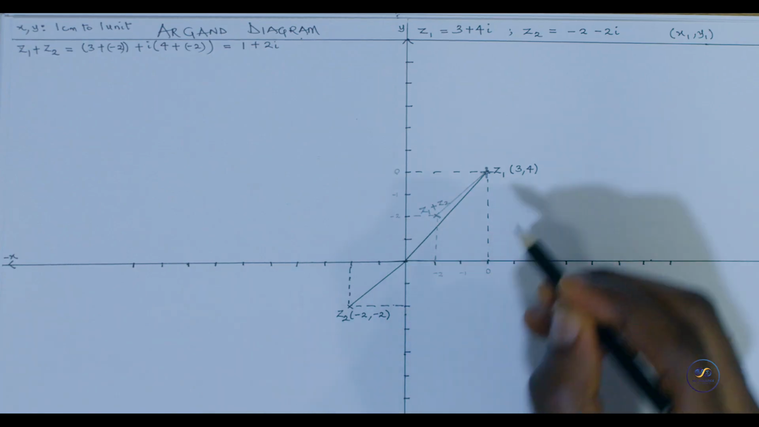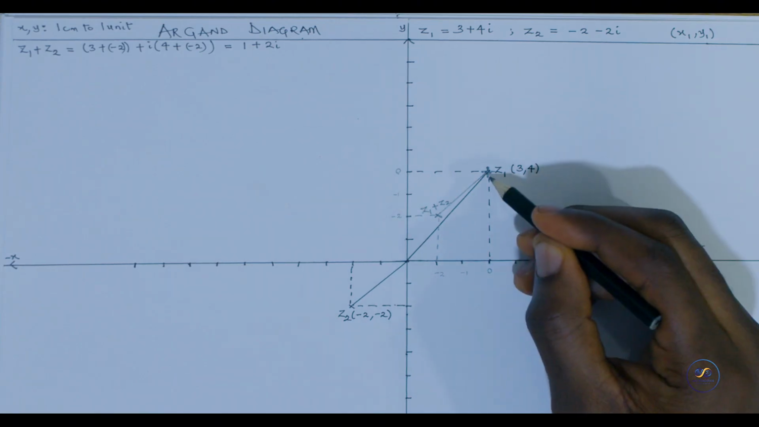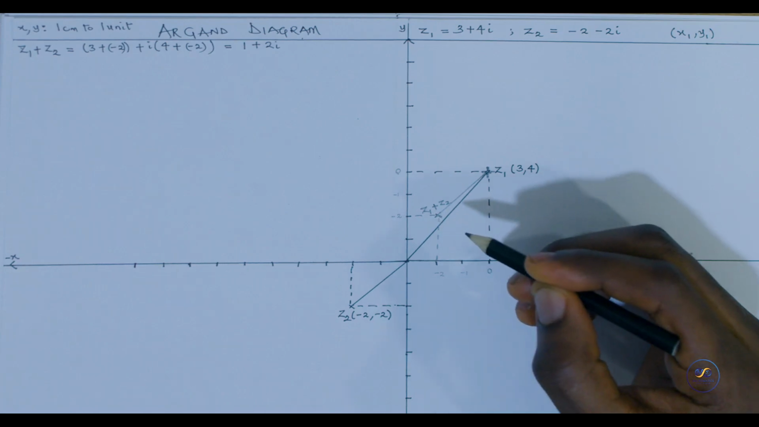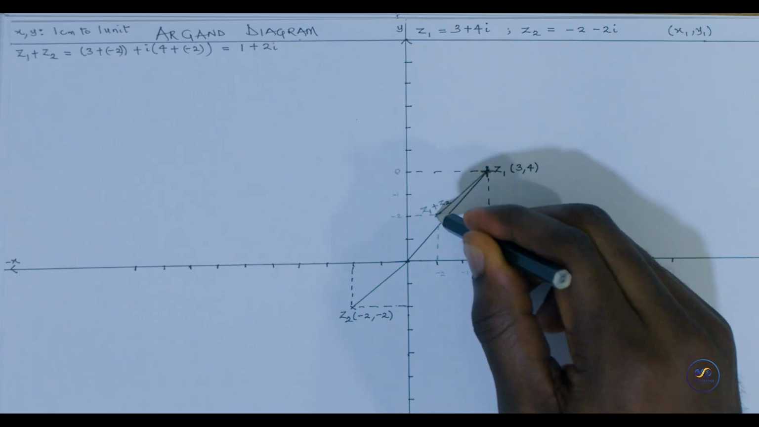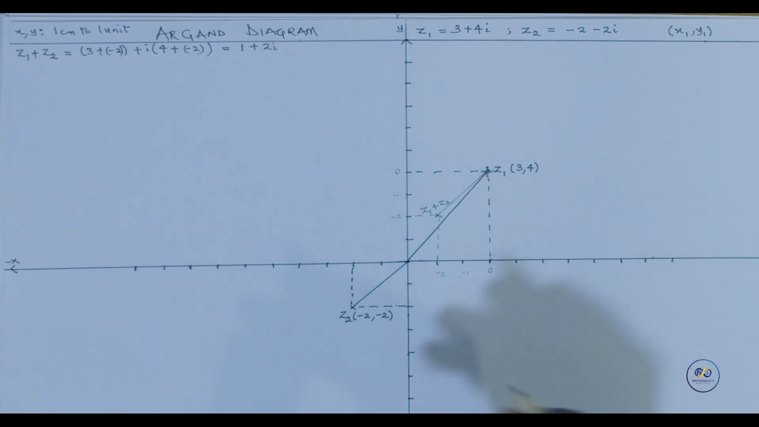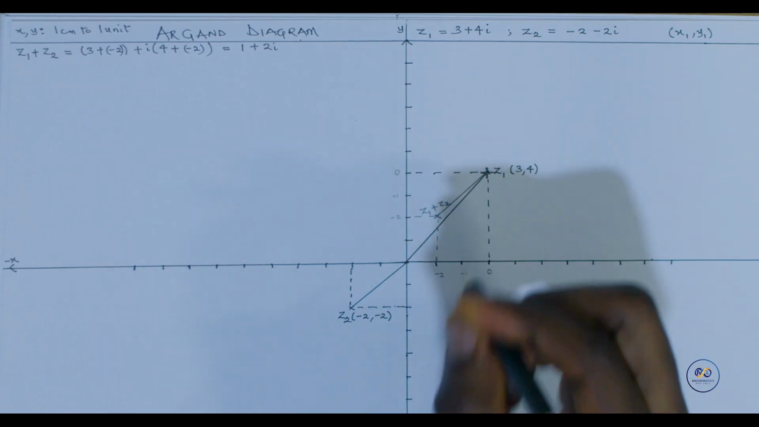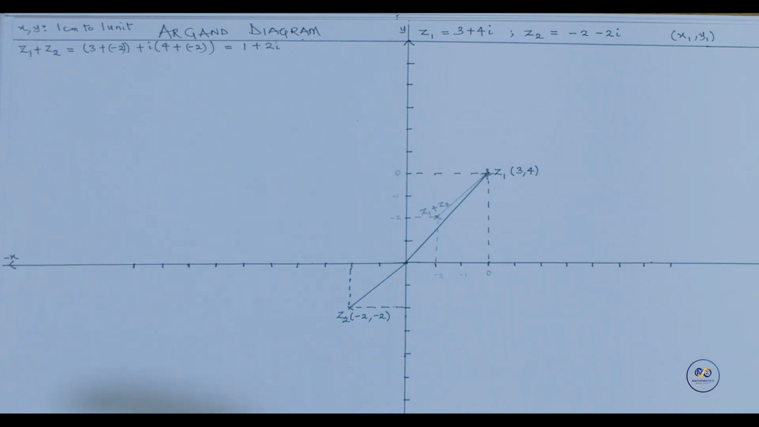Z1 went from the origin to 3, 4, and then Z2 continued from 3, 4 as the new origin to minus 2, minus 2 on the new graph. This connection here, when overlaid like that, so Z1 plus Z2, this point here, when read on the real graph, will now give us the value of the addition. Now let us see if it tallies.